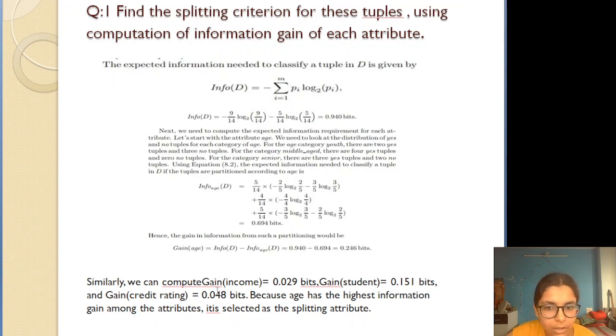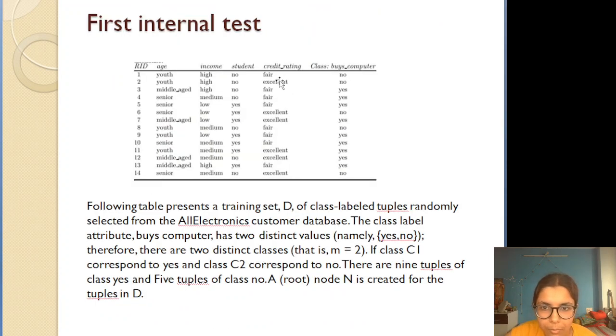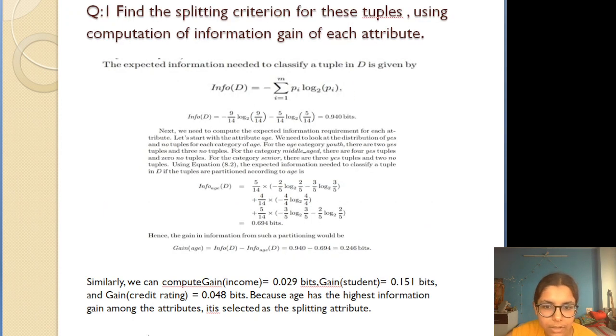For the next one, we would take credit rating. Again, we will find a value from our data set here, and finally from all, we would compare these four values. After comparing them we came to a conclusion that age has the highest information gain among the attributes. It is selected as the splitting attribute. Okay, so this is how we have done the information gain.